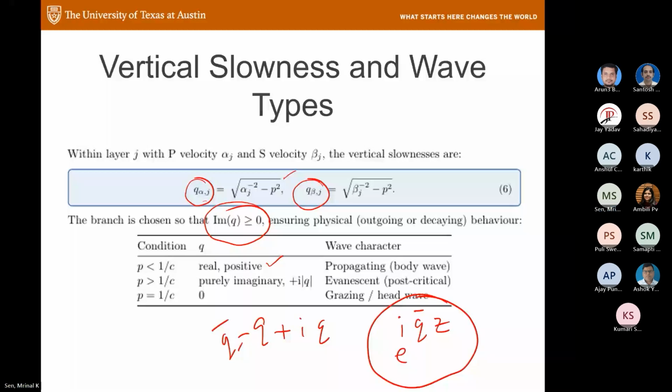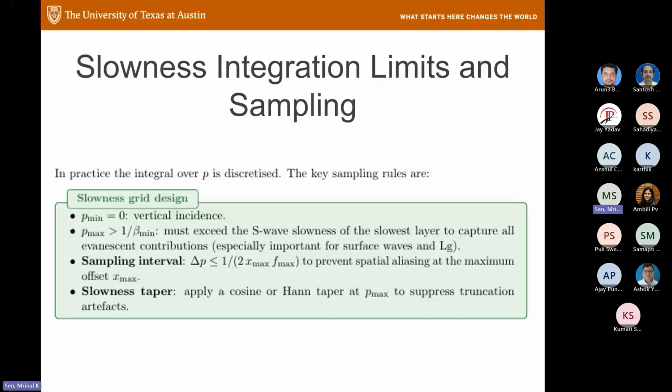All right. So how do I choose how to sample my p domain? Like I said, we go from p to x. So slowness grid design is very important. Sometimes you see artifacts in reflectivity synthetics, and this could be because of not choosing the p grid adequately. So p min equal to 0 will give you the vertical slowness, vertical incidence.